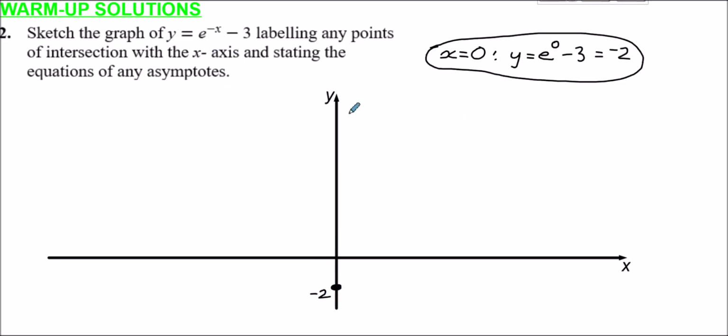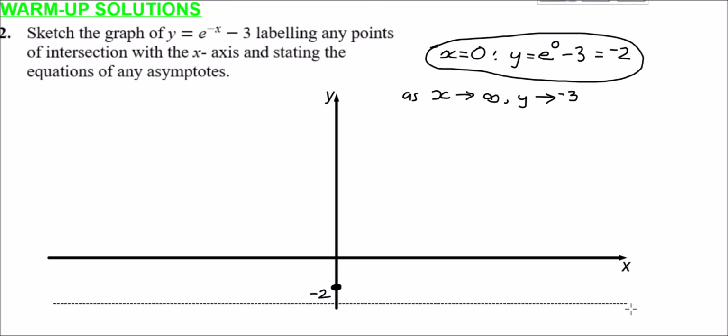Now, what's going to happen as well when x gets large? So as x approaches infinity, y is going to approach e to the minus infinity, which is 1 over e to the infinity, which is going to be 0. So it's going to approach minus 3. And so there's going to be an asymptote where y is equal to minus 3, which needs drawing on here.